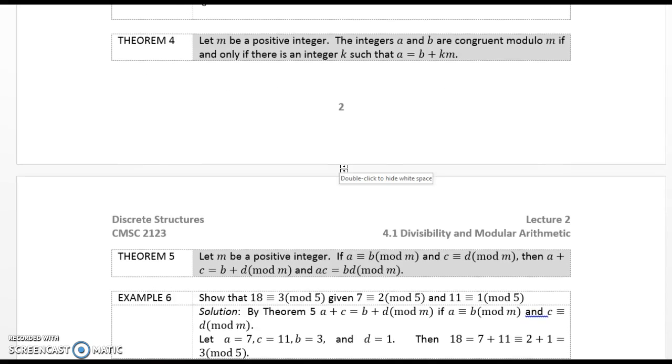Theorem 4. Let m be a positive integer. The integers a and b are congruent modulo m if and only if there is an integer k such that a is equal to b plus km.